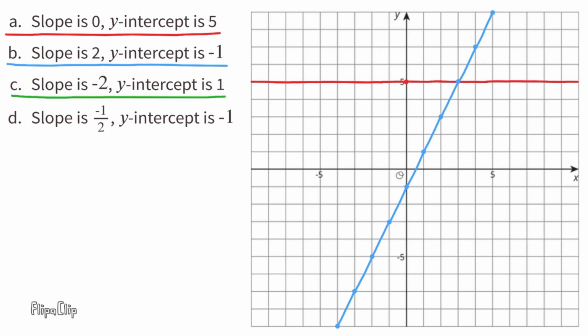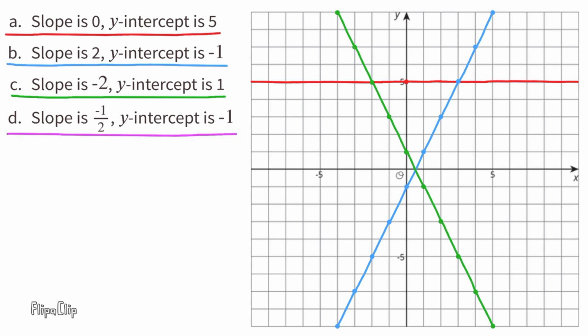C. Slope is -2, y-intercept is 1. Again, I'll start by putting a point that represents the y-intercept. This is 1 unit above the origin on the y-axis. Since the slope is -2, I can move down 2 and to the right 1. I can do this as many times as I want to plot new points for my line. This green line represents a line with a slope of -2 and a y-intercept of 1.